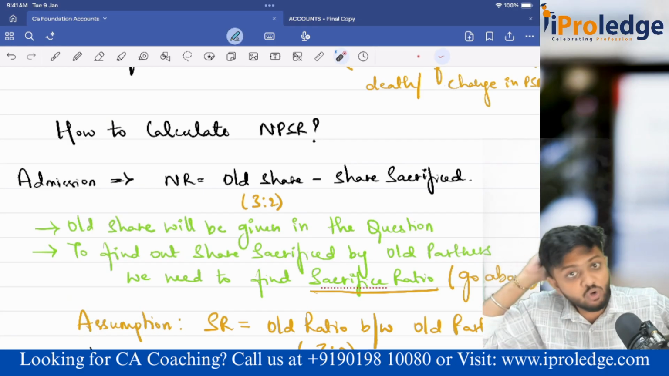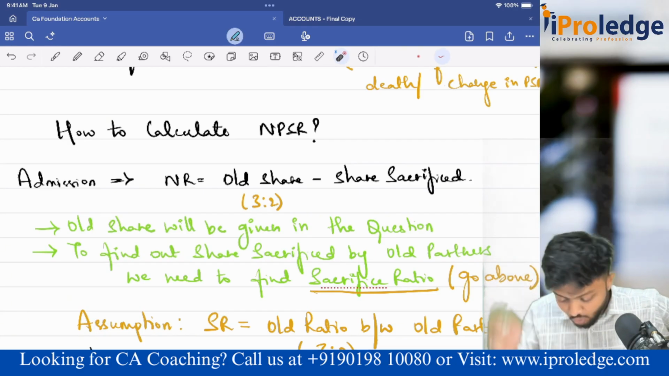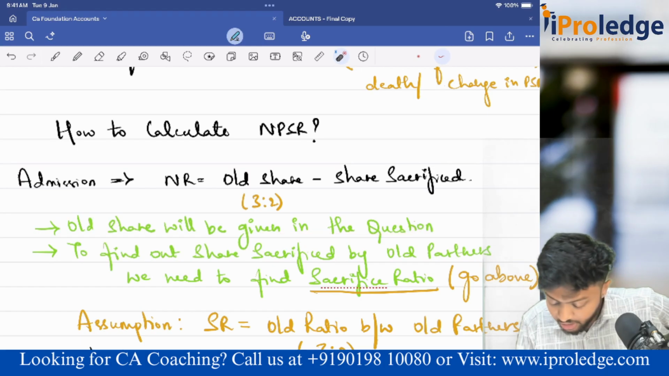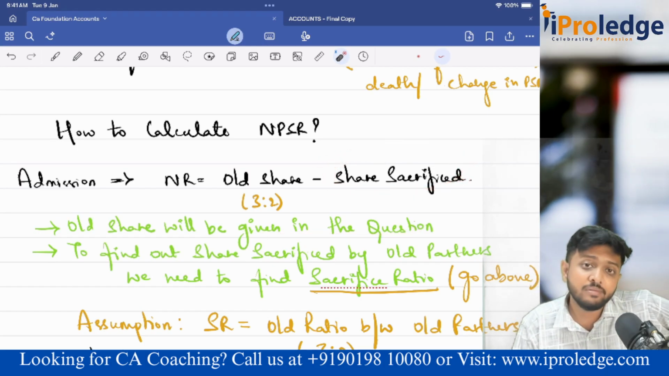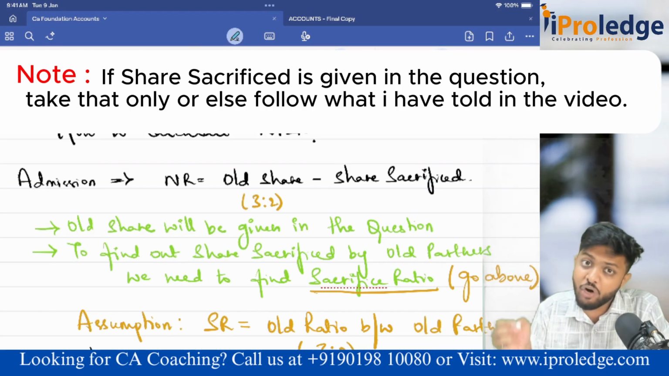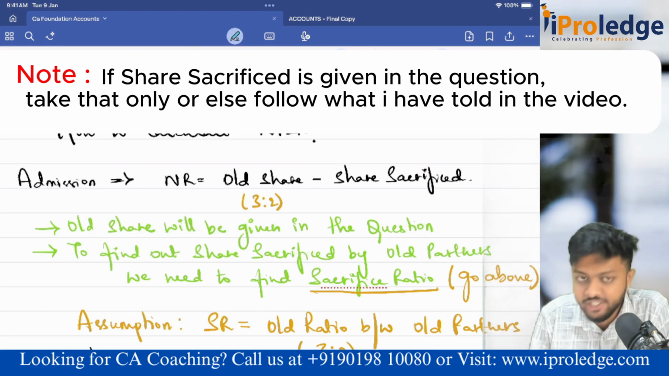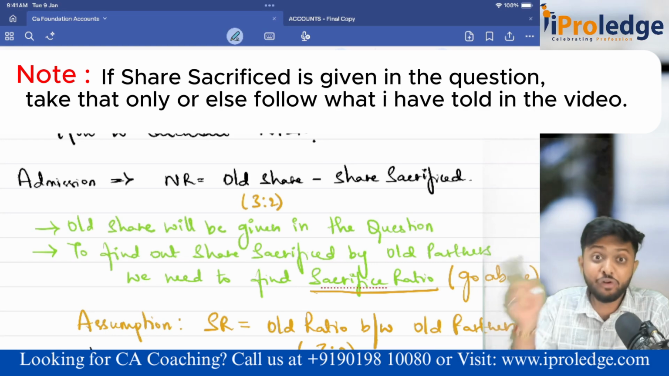No way they have not given the old share. The old share will be given in the question. But how to find out the share sacrificed by each of them? How to find out the sacrifice ratio? Share sacrificed means sacrifice ratio. So how to find out the sacrifice ratio?